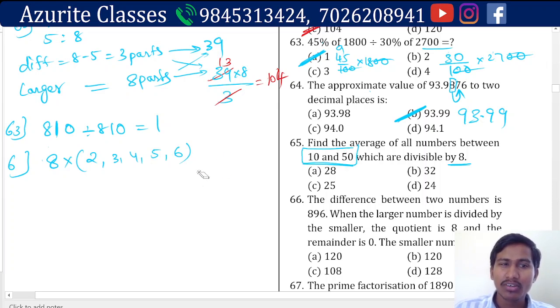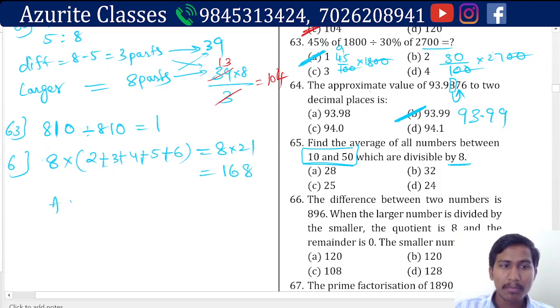So if you add all that, 2 plus 3 plus 4 plus 5 plus 6, and multiply with 8, you will get the sum easily. Okay, so 2 plus 3 is how much? 2 plus 3 is 6, 6 plus 4 is 10, 10 plus 5 is 15, 15 plus 6 is 21. So 8 into 21 will be the sum. So 8 times 21 is how much? That is 168. You get the sum as 168.